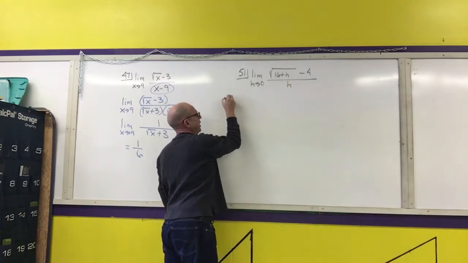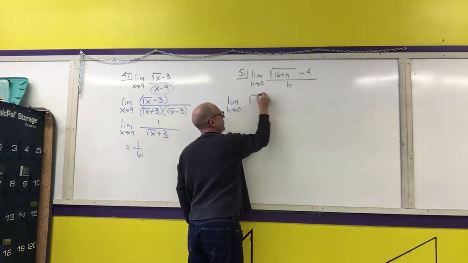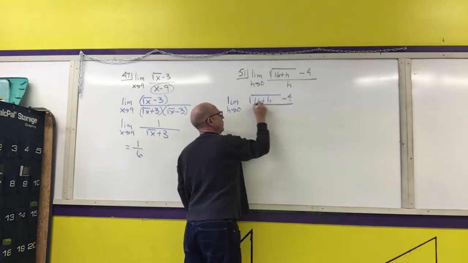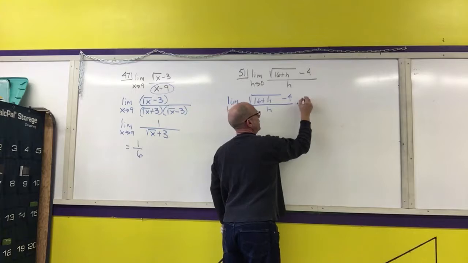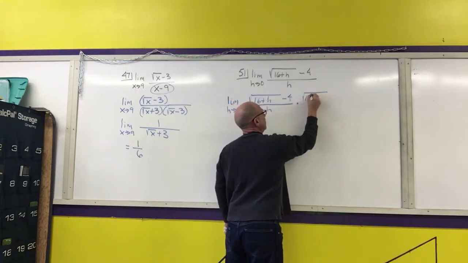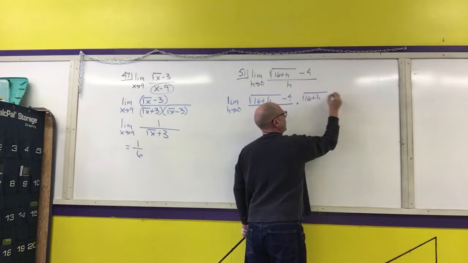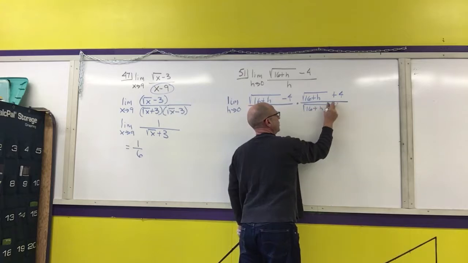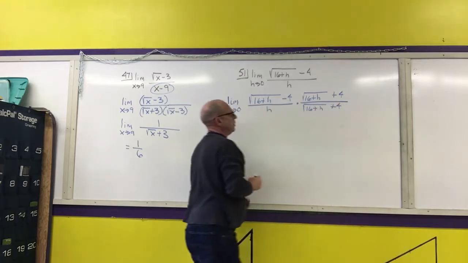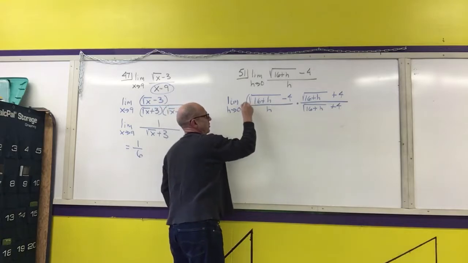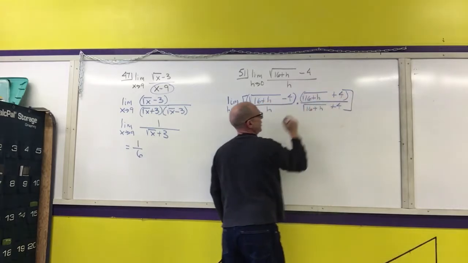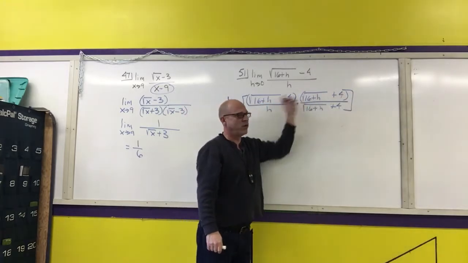So here, I need to rewrite my limit. I have the limit as h approaches 0 of the square root of 16 plus h, minus 4, over h. Multiply the numerator and the denominator by the conjugate: the square root of 16 plus h plus 4, over the square root of 16 plus h plus 4. Now, if you look at this, I don't need the parentheses as long as I keep the times sign there. This is a difference of squares pattern.